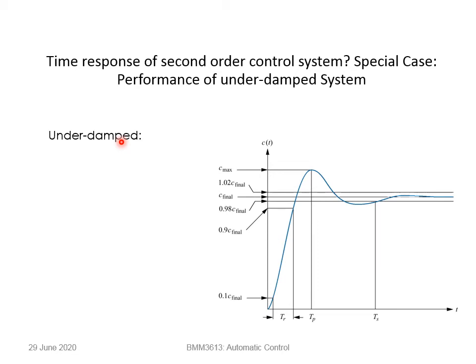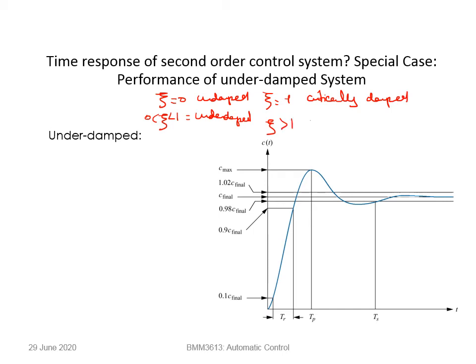Because, what are the other cases? We have 4 cases, right? Can you tell me what the cases are? The cases depend on the value of zeta. So for zeta, there are 4 cases. For zeta equals 0, it is an undamped system. For zeta between 0 and 1, it is an underdamped system. For zeta equals 1, this is what we call a critically damped system. And for zeta larger than 1, this is an overdamped system.